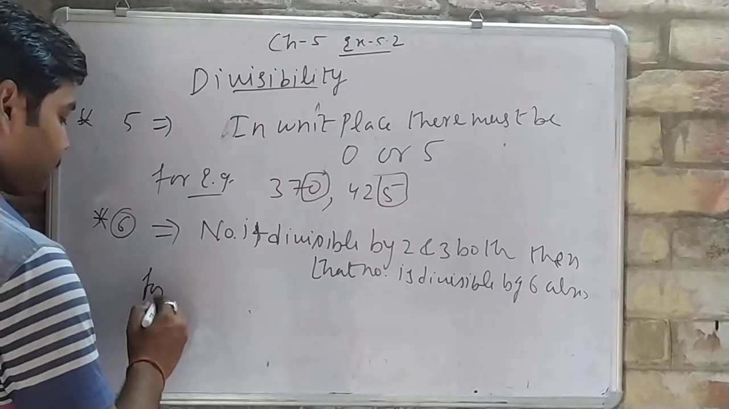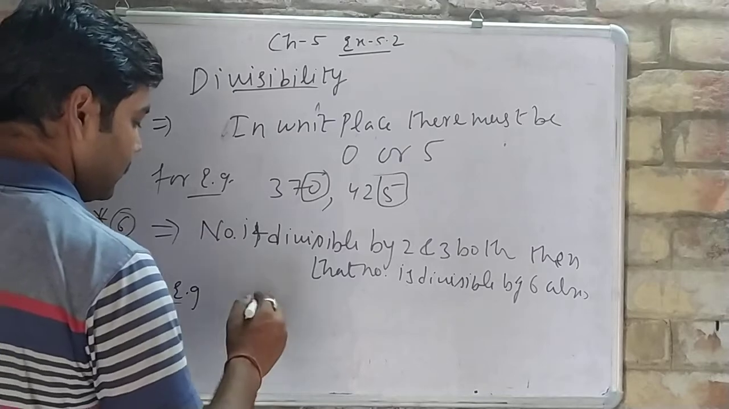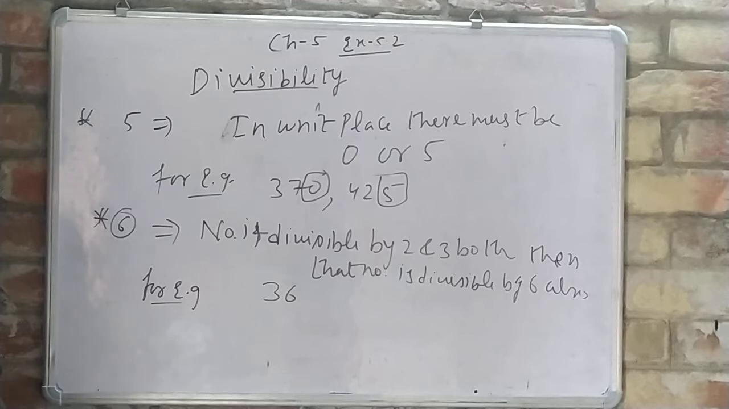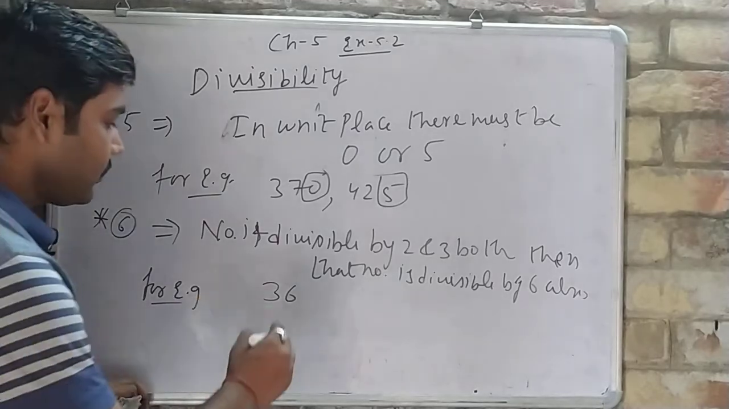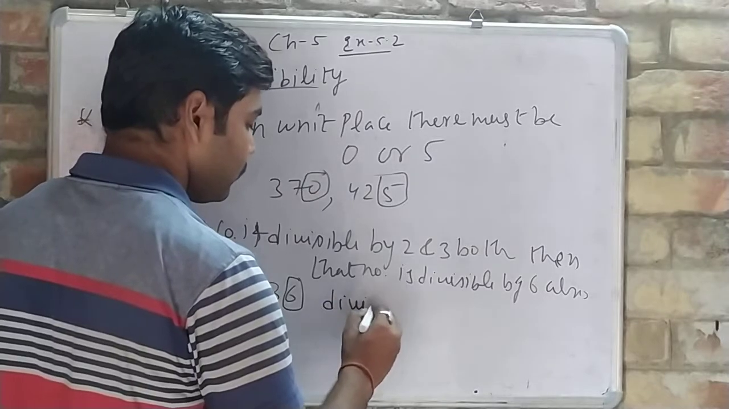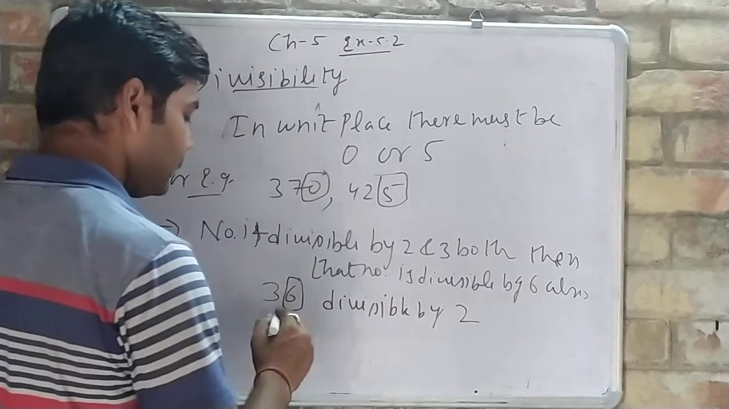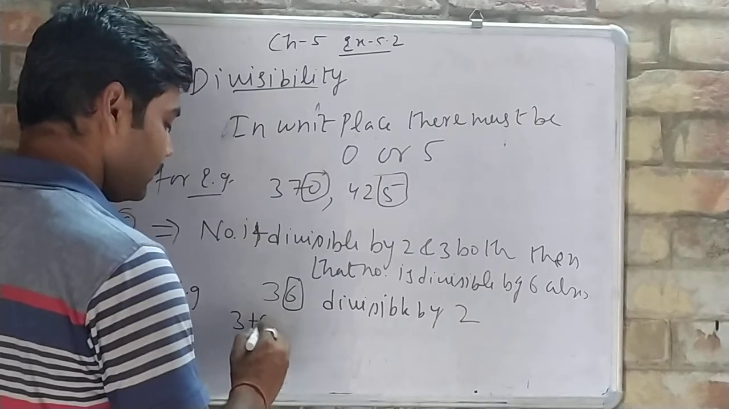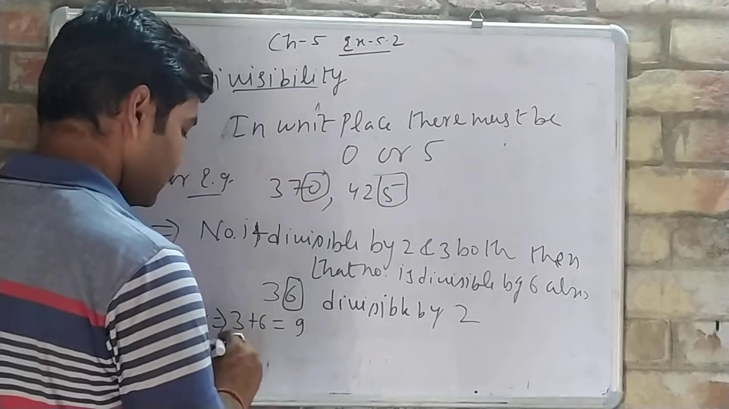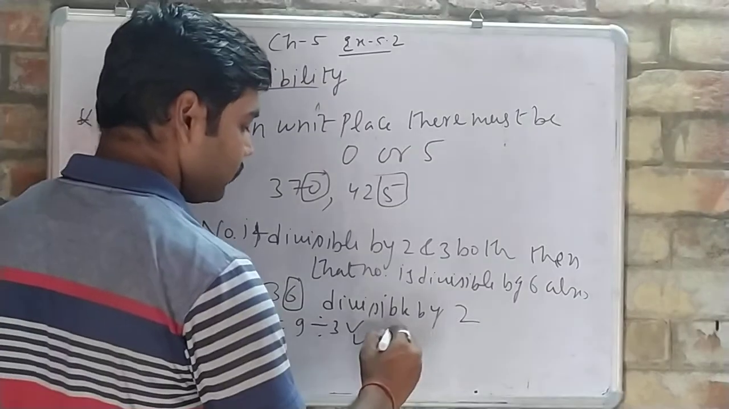For example, see, suppose we will have 36. So 36 is divisible by 2. Why? Because we will have a 6 in the unit place, so it is divisible by 2. And for 36, 3 plus 6, we will have 9, and 9 is divisible by 3, so it is divisible by 3 also.